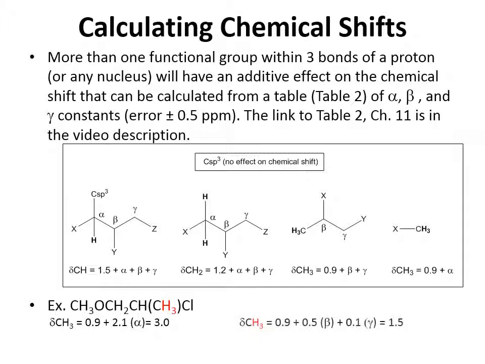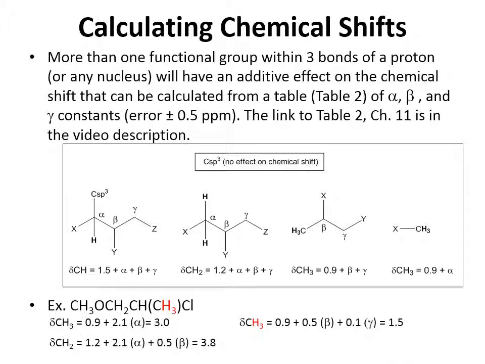For the other CH3, the one there where the protons are in red, now that carbon is attached to a carbon chain, so we have beta and gamma values. So then the equation is 0.9 plus 0.5 for the beta substituent, which in this case is a chlorine, plus 0.1 for the gamma substituent, which in this case is a methoxy group. And that adds up to 1.5.